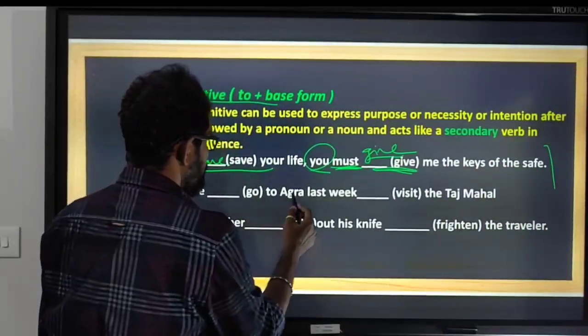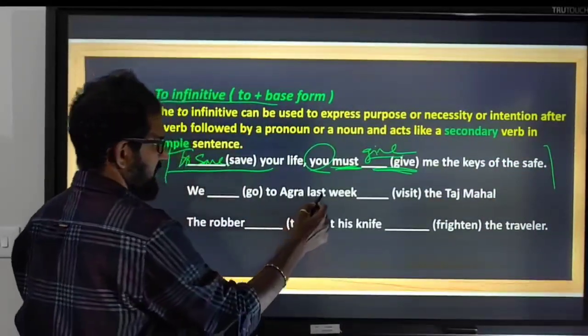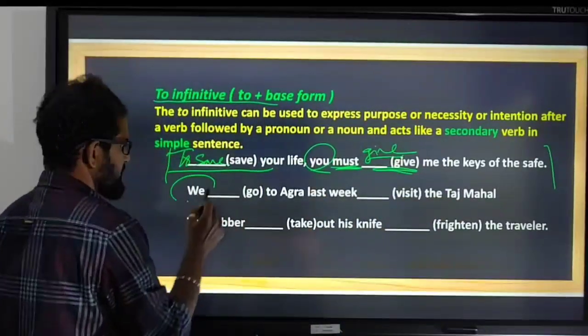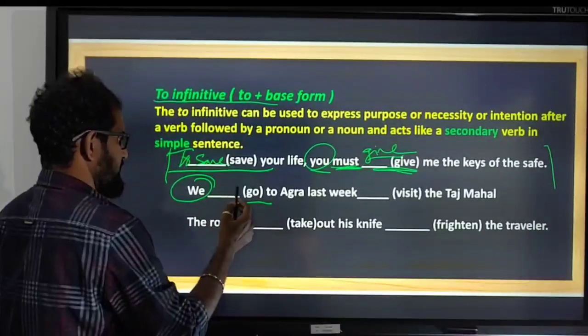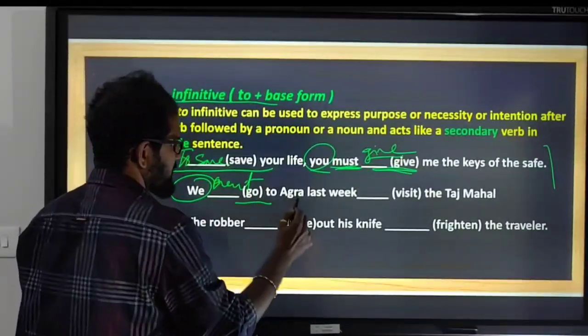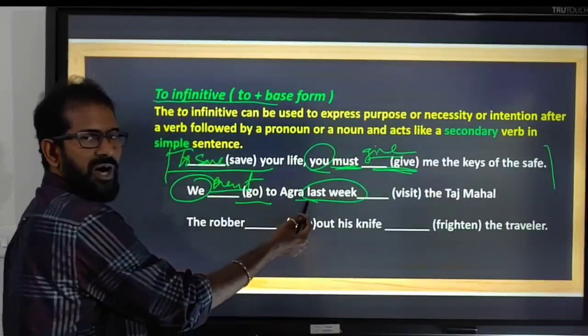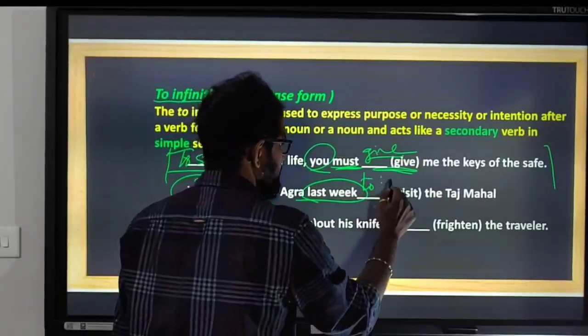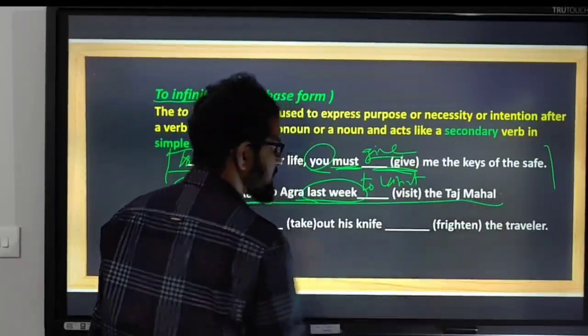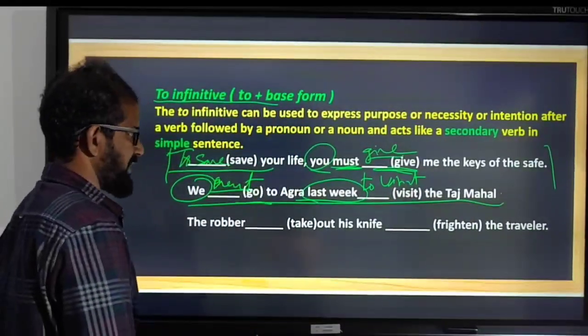We go to Agra last week, visit the Taj Mahal. Here, we is the subject. Immediately after the subject, we just go with the main verb, went, last week there. So we went to Agra to visit. It is a simple sentence. We don't use two main verbs.